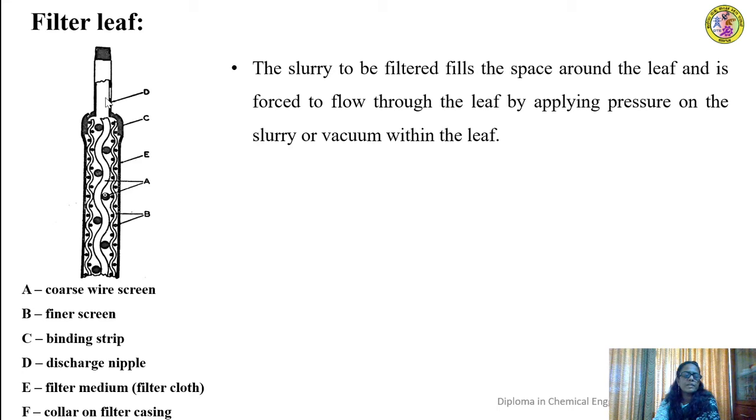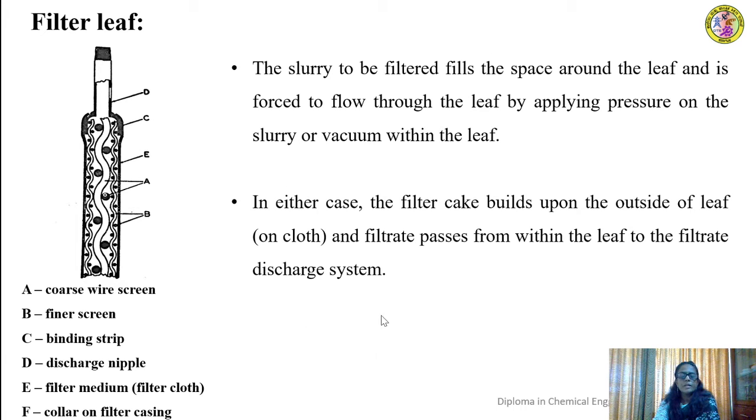So if you apply vacuum from inside, the filtrate will be sucked into the leaf, leaving the layer of solid on the outer surface of the leaf. On the other hand, after the slurry surrounds the leaf, if you apply pressure, then the filtrate will be forced to flow into the leaf, the solids getting deposited on the surface as a filter cake. In either of the cases, the filter cake builds up on the outside of the leaf, that is on the cloth, and the filtrate passes within the leaf to the filtrate discharge system.